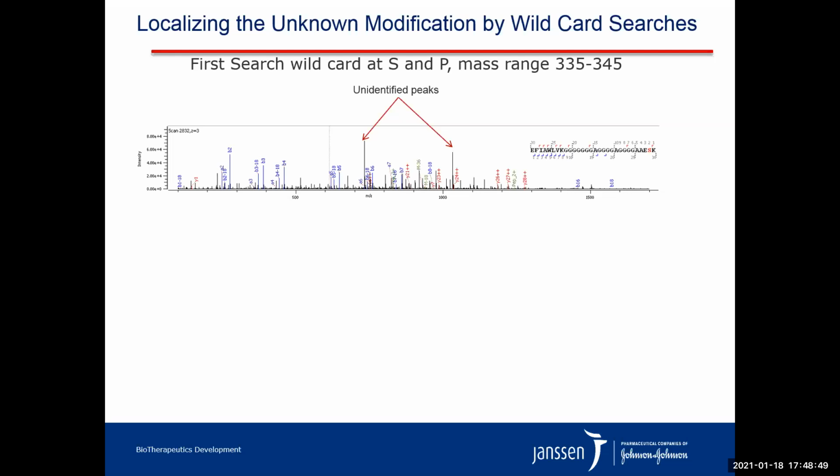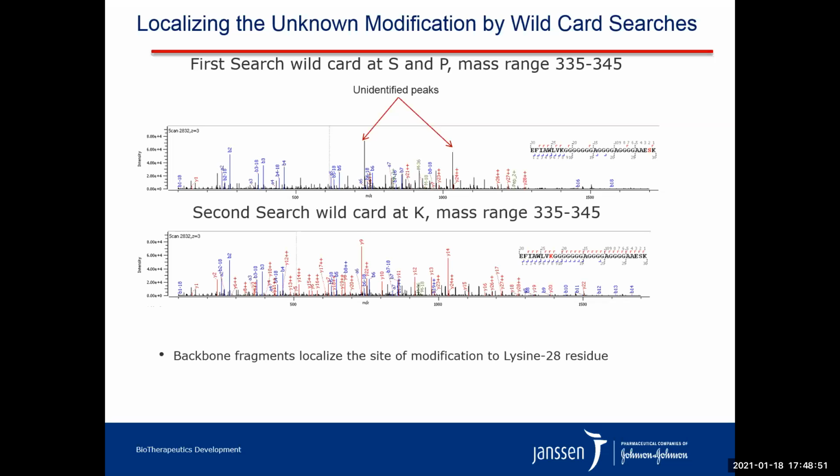We next ran the same wildcard mass search in a second search restricted to lysine residues. This resulted in a spectrum that identified most of the peaks, localizing the 340 Dalton unknown modification on lysine 28. However, the nature of the modification was still unknown.